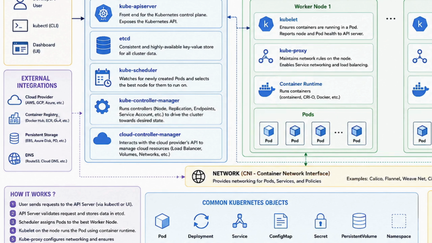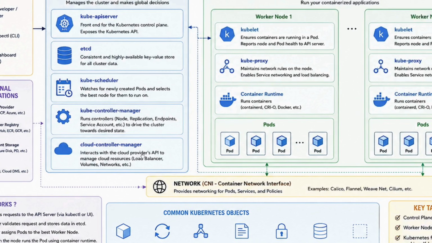Okay, so the container registry could be Docker Hub, ECR. Persistent storage could be Elastic Block Store, etc. DNS could be Route 53, etc. So those kinds of integrations are handled by the cloud controller manager.